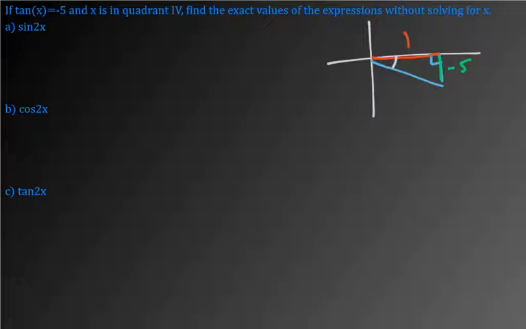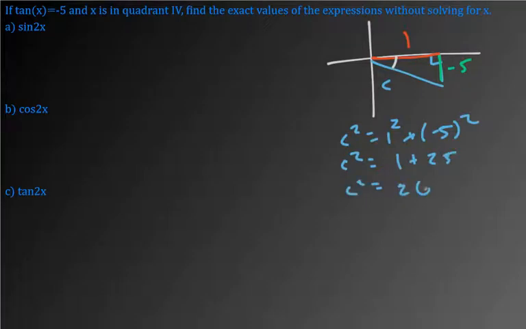So we should find c because we're going to need it in order to do sines and cosines. So c squared is 1 squared plus -5 squared, so c squared is 1 plus 25, or 26. Really there would be a plus or minus square root of 26, but since we're doing distance, it's just square root of 26. And now you can just use trig identities to get the answer.